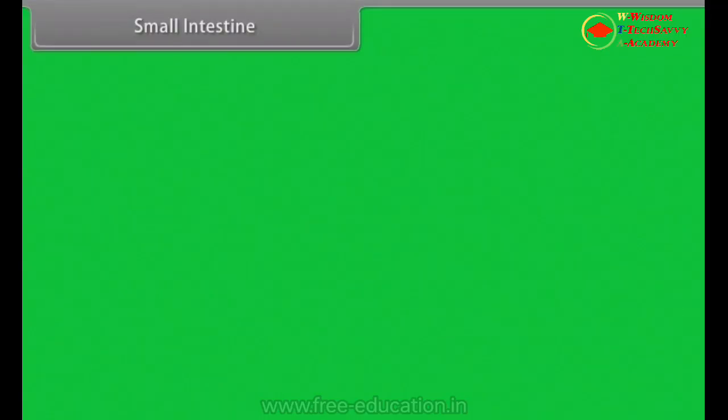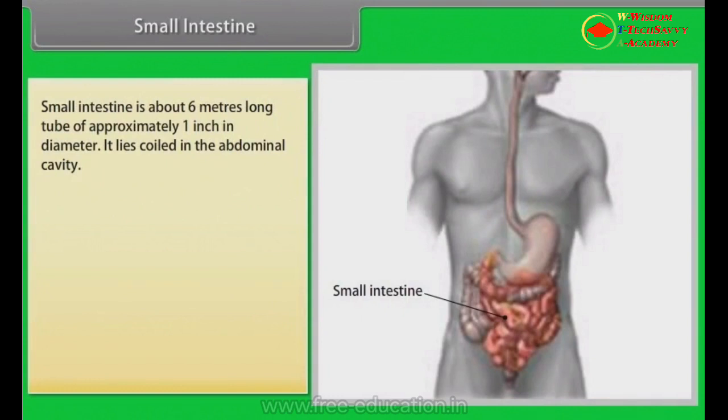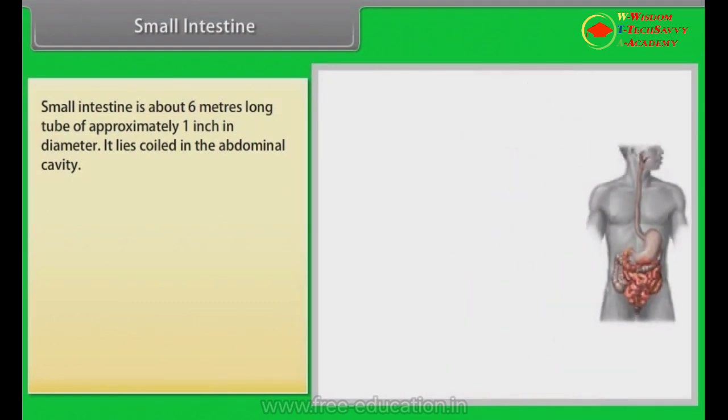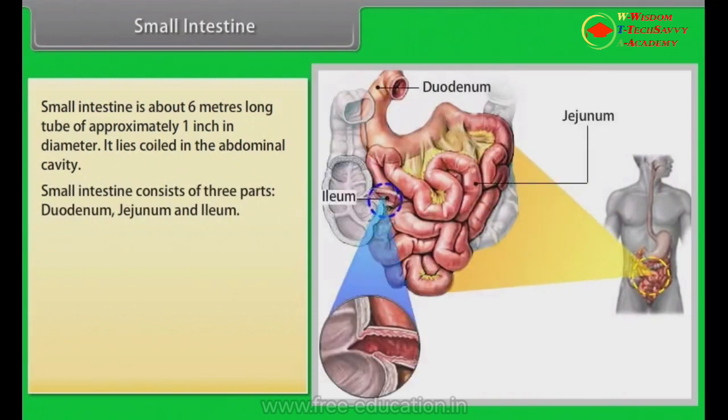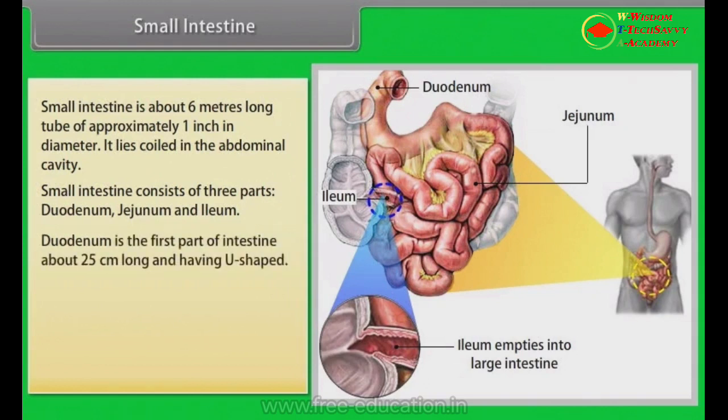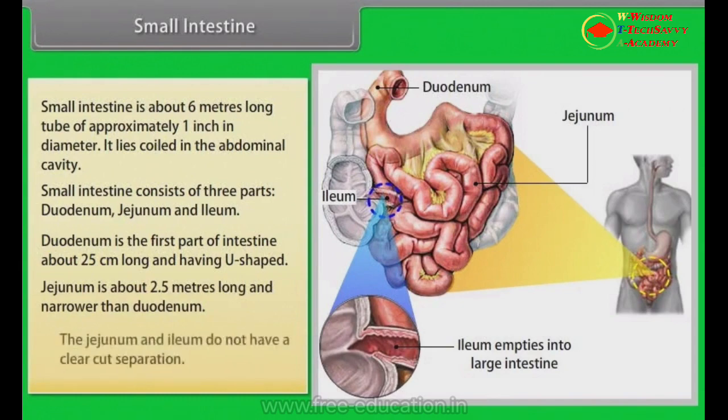Small intestine. The small intestine is about a 6-meter-long tube, approximately 1 inch in diameter. It lies coiled in the abdominal cavity. The small intestine consists of 3 parts: duodenum, jejunum and ileum. Duodenum is the first part of the intestine, about 25 centimeters long and U-shaped. Jejunum is about 2.5 meters long and narrower than the duodenum. The jejunum and ileum do not have a clear-cut separation.